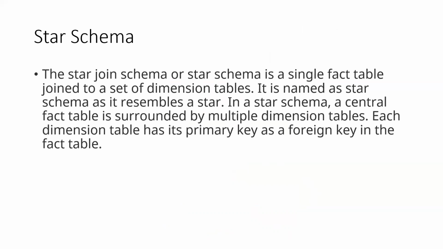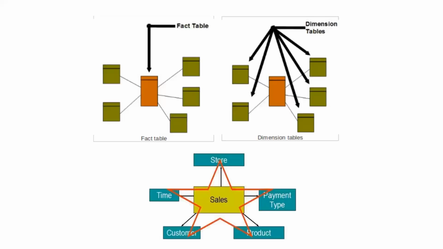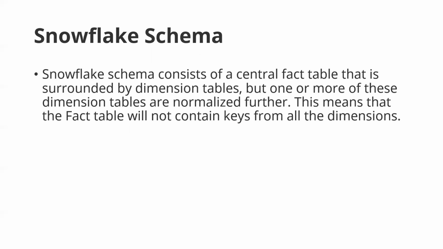It is named a star schema as it resembles a star. In a star schema, a central fact table is surrounded by multiple dimension tables. Each dimension table has its primary key as a foreign key in the fact table. So that is the simple concept I have already conveyed to you. There is another schema called snowflake schema used while creating the data model.